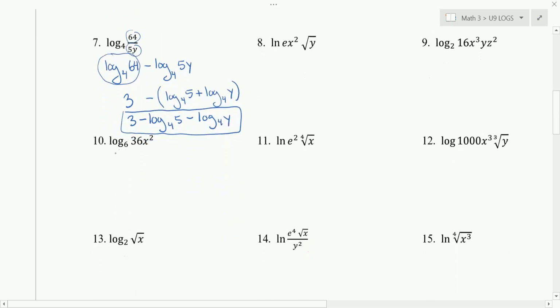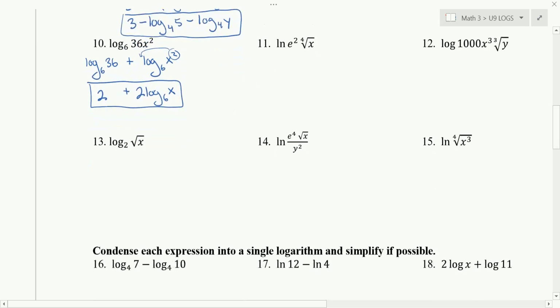Number 10, 36 times x squared. I'm going to use the product property. And then evaluate log base 6 of 36, which is 2, because 6 to the power of 2 is 36. And I'm going to use the power property. And that's as far as we can go. We cannot add the 2 plus 2. We got to leave it as is.